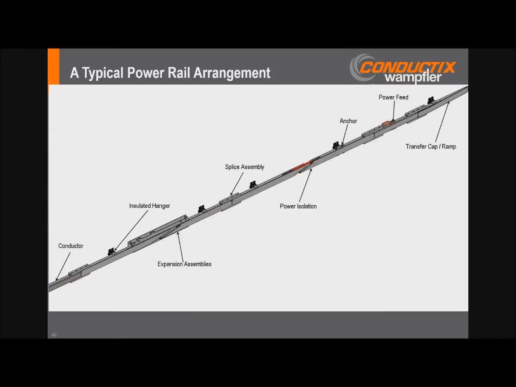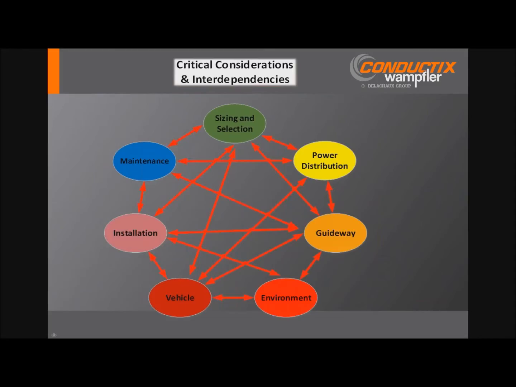So putting it all together, here's our typical section of power rail with the conductors of consistent length spliced together and supported at regular intervals with the insulated hangers. The anchors control or direct the expansion of the conductors toward the expansion assemblies, and the power feeds provide cable attachment points. And the isolation segments, of course, segment the power rail into zones or blocks, and transfer caps or ramps then manage the movement of the collectors at gaps and switch gaps. So that's just a quick and dirty overview of what makes up a power rail system.